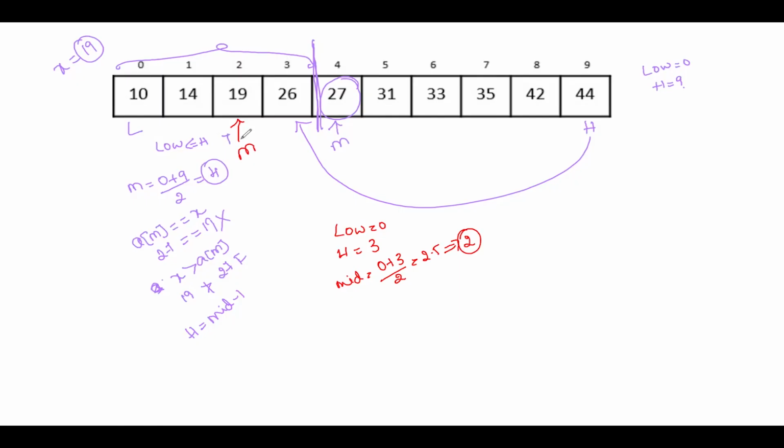Now, my new mid value is going to be here. Remember, simultaneously we are also checking that the low value should be less than or equal to high, which, of course, it is. So now my mid value is here.